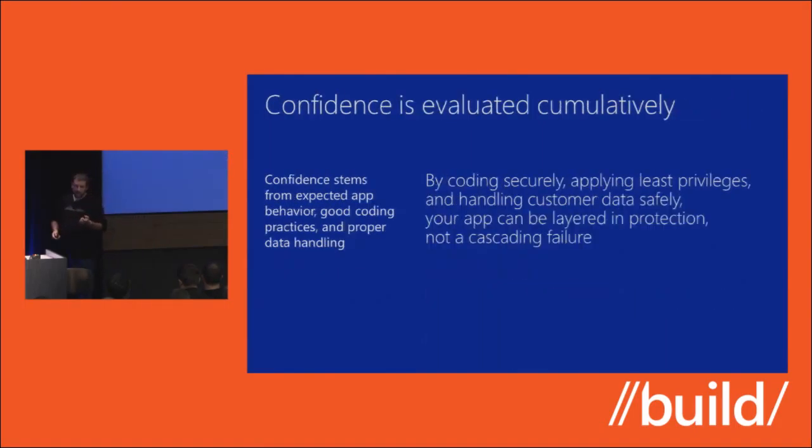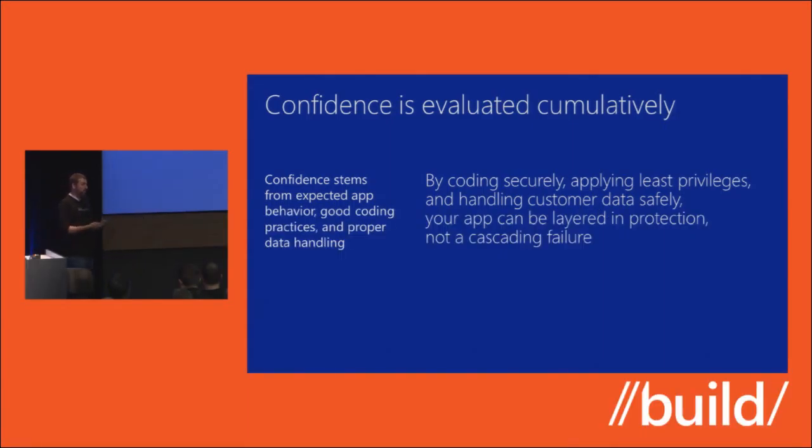So with that, here comes the part where I go back through all these core topics. You put this all together, the confidence of your app is going to be evaluated cumulatively. As you saw inside of our particular demo, making some simple assumptions in my code and not following those secure coding practices, also not respecting the principle of least privilege, and handling customer data, my app wasn't layered in protection. It was a cascading failure.